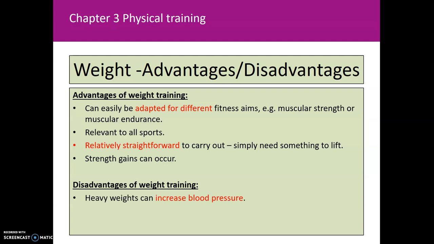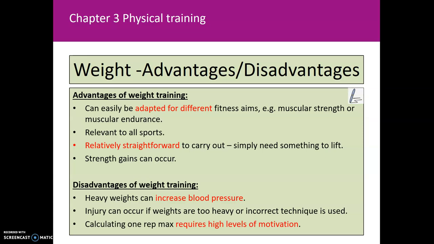Some of the disadvantages, however, obviously heavy weights especially can increase our blood pressure, and that can obviously be a disadvantage and a health risk. So we need to be careful of that, and also the fact that injury can occur if the weights are too heavy or the incorrect technique is practiced. So we've got to be really wary of that when we're lifting those weights, so that we're not causing stress on our specific joints and muscles through incorrect technique. And finally, obviously calculating 1 rep max, things like that requires a high level of motivation.